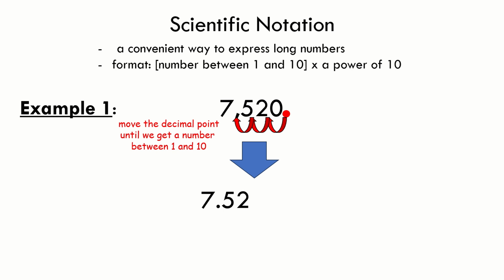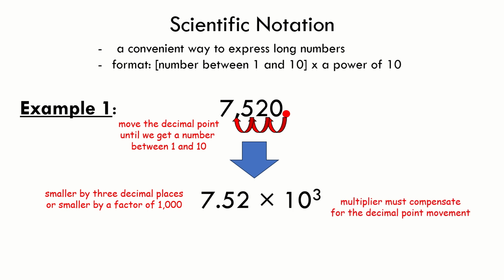Okay? In doing so, napaliit natin yung 7,520 to 7.52. It's a number na mas maliit by 3 decimal places o pinaliit natin by a factor of 1,000. So dahil ginalaw natin yung decimal point, nagbago na yung meaning ng number, lumiit na siya. Kaya babawiin natin ito ngayon gamit yung multiplier na 10 to the third power. Kailangan yung multiplier na power of 10 na ilalagay natin, kailangan niyang mabawi yung movement ng decimal place na ginawa natin kanina para ma-preserve natin yung tunay na value ng number.